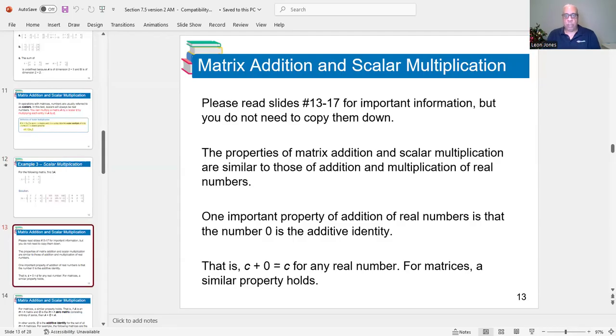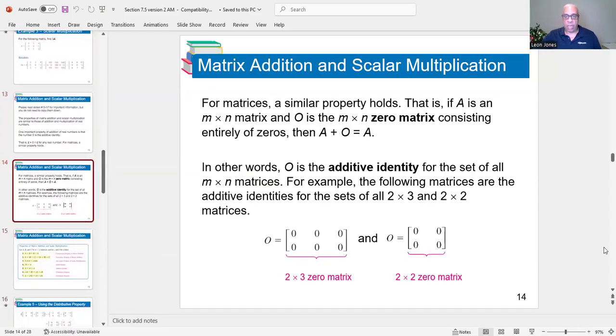Now, the properties of matrix addition and scalar multiplication are similar to those of addition and multiplication of real numbers. So one important property of addition of real numbers is that the number 0 is an additive identity. And that is c plus 0 equals c for any real number. So for matrices, a similar property holds. And we're going to get into that in a moment.